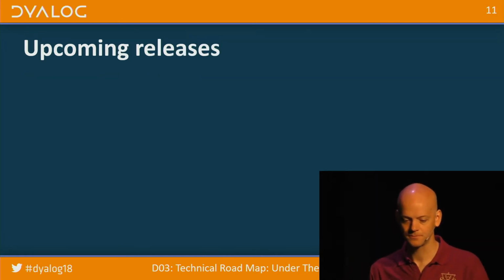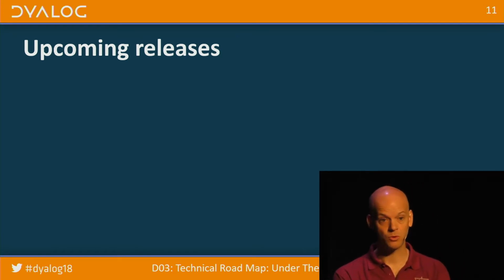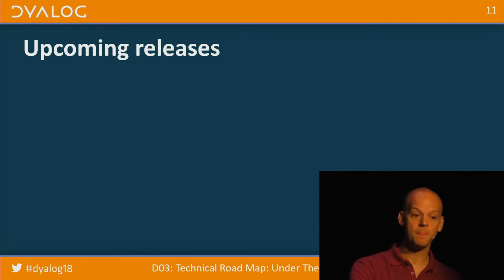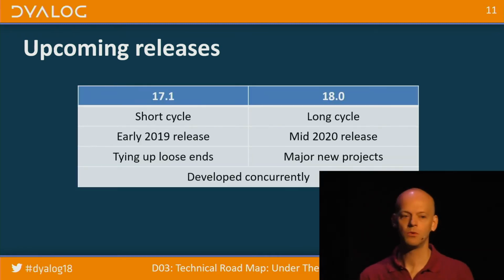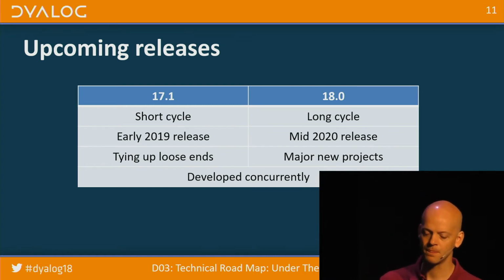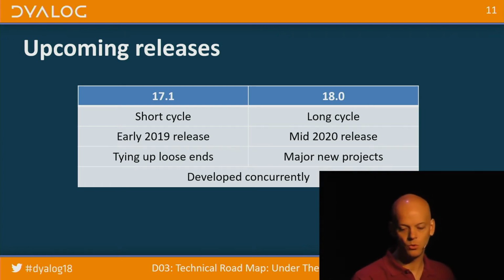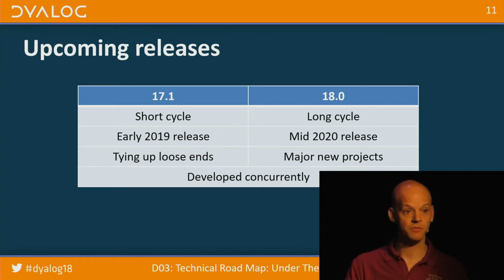On to the future. Gita mentioned already that we're planning more than one release ahead. Usually when I stand up here in September or October, I can tell you about what's coming up in the next release. Today I'm going to tell you about what's coming up in the next 2 releases. Our plans at the moment are to put out a version 17.1 earlier than normal next year. So that's going to be quite a shorter than usual development cycle for us.